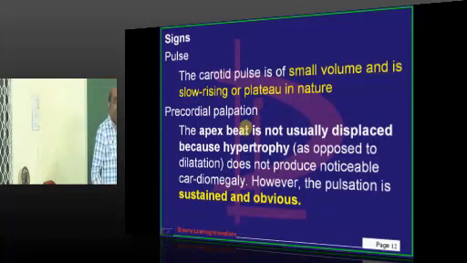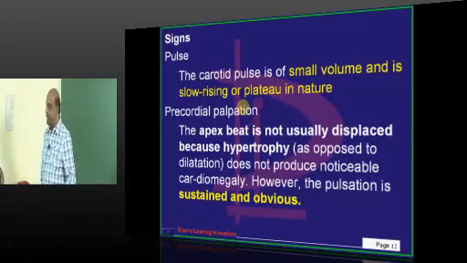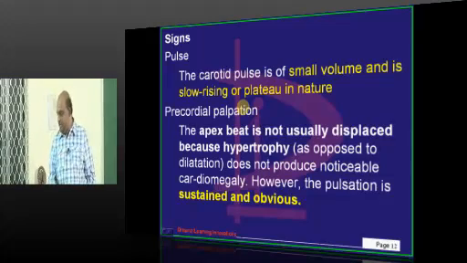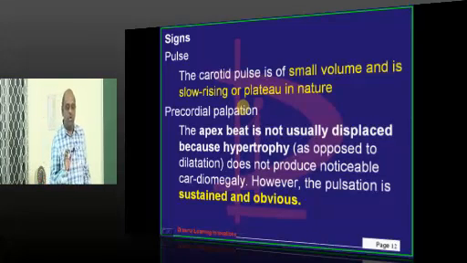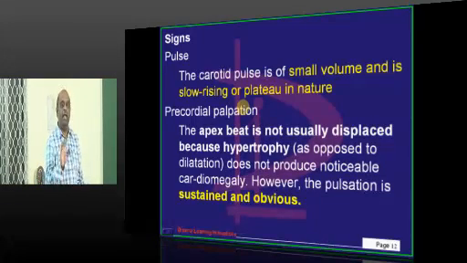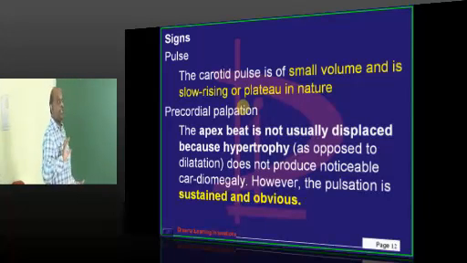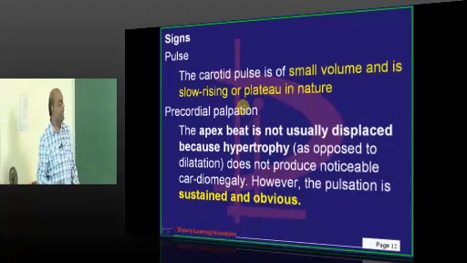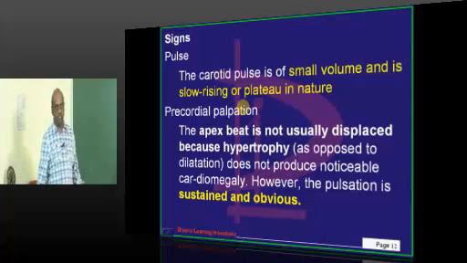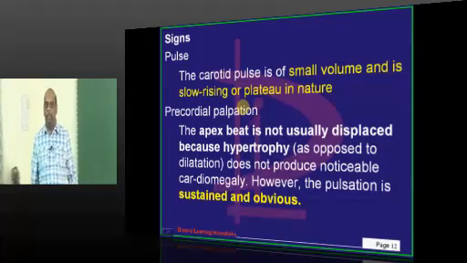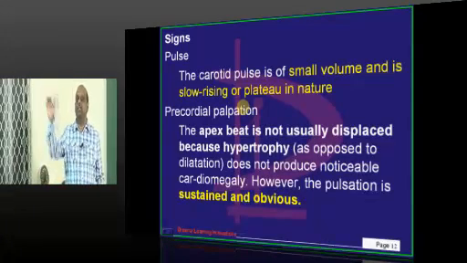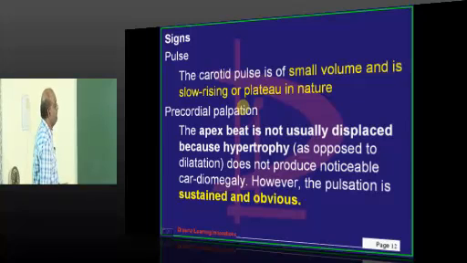Note the clinical signs in aortic stenosis. Obviously, due to the stenosis, the ventricle is slowly pumping the blood into the aorta, and hence a small volume, slow rising pulse is what you typically come across. Pulsus parvus et tardus is what you have.